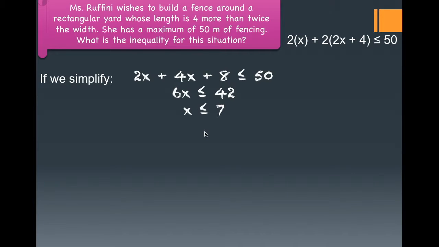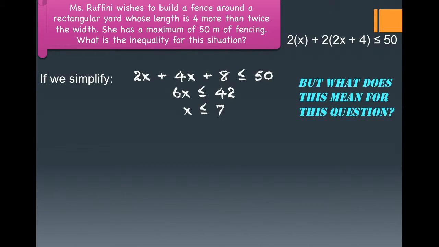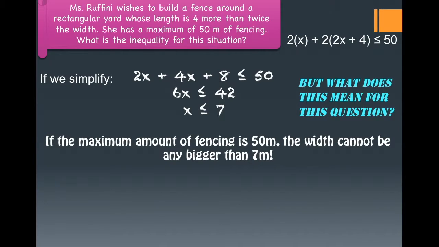And in this case, our x was our width. But what exactly does that mean, x less than or equal to 7? What does that mean to the question? If the maximum amount of fencing is 50 meters, the width cannot be any bigger than 7 meters. So we know that if we want to have a maximum of 50 meters, we cannot have any width bigger than 7 meters.